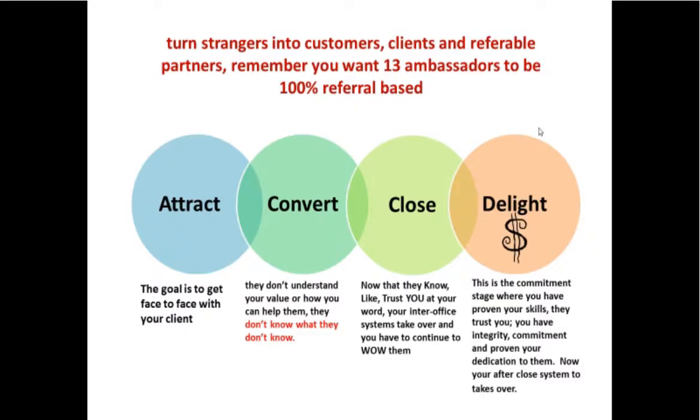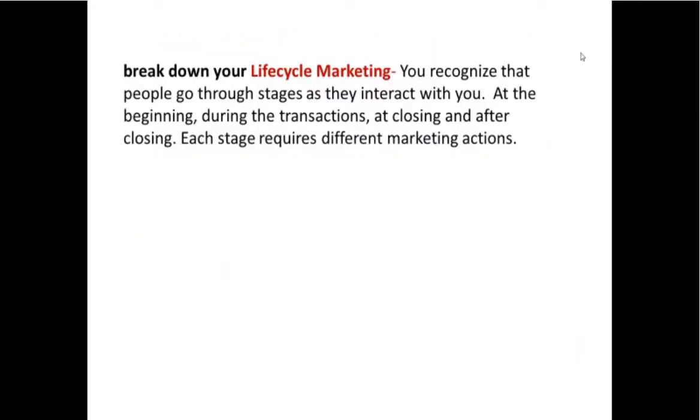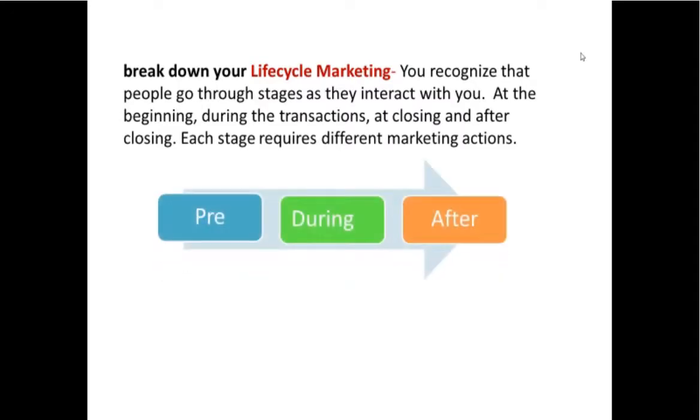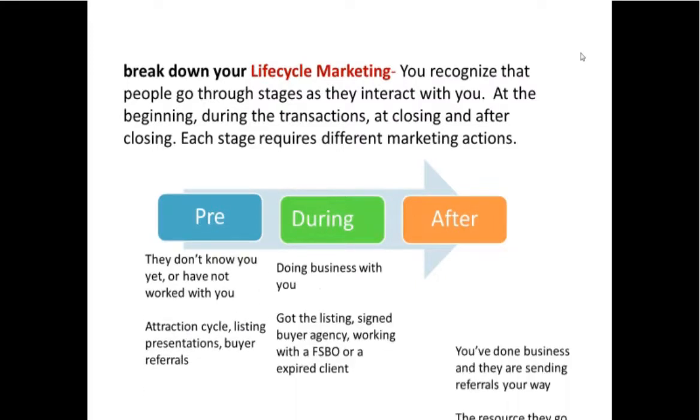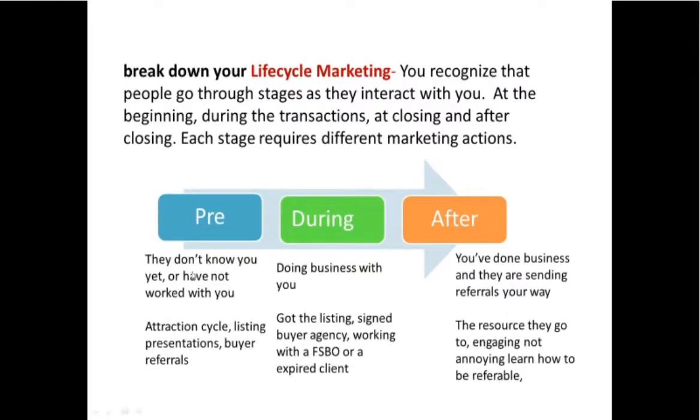Yeah, exactly. That's what I wanted to stop on. Now, what I usually do is break down the system of the marketing that we're doing, and I call it life cycle, because you interact with people at different stages, and each stage requires a different type of marketing. So in the very beginning, the attraction phase, that's where you're going to be using your listing presentations and your drip campaigns that I'm going to show you today.